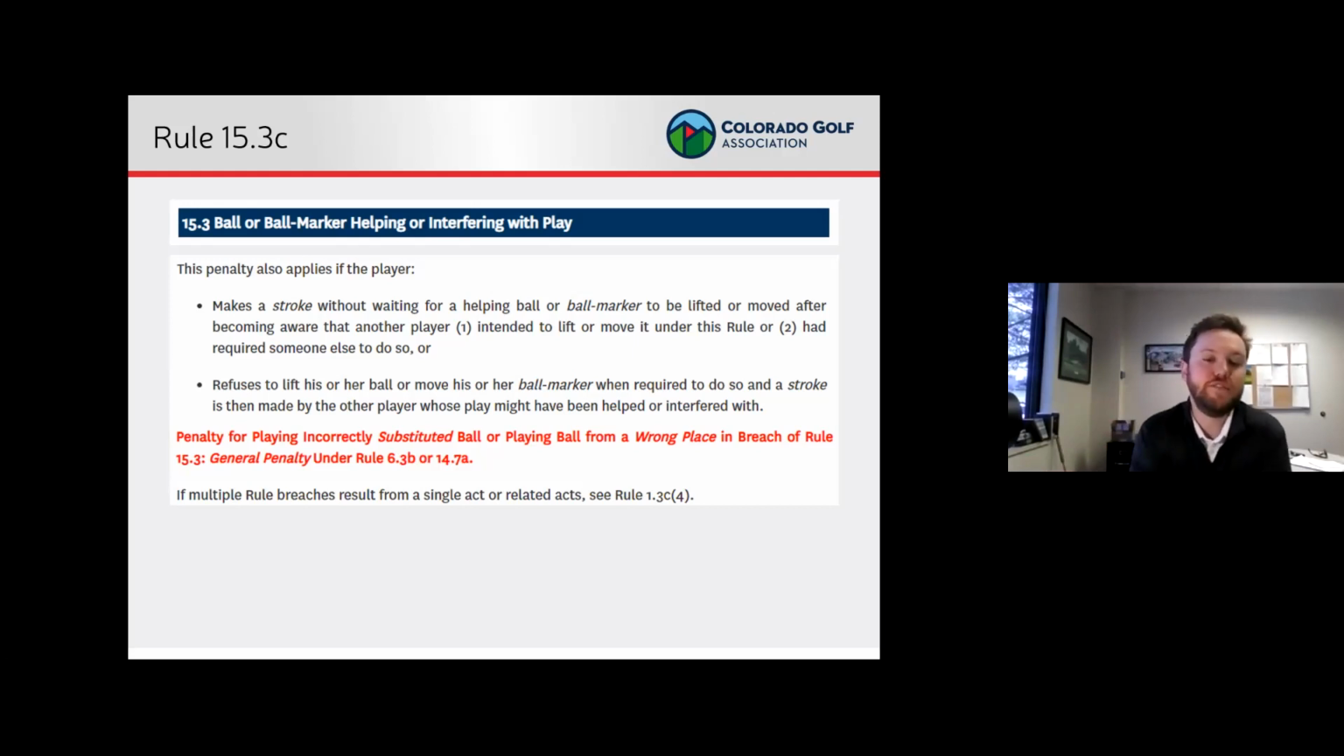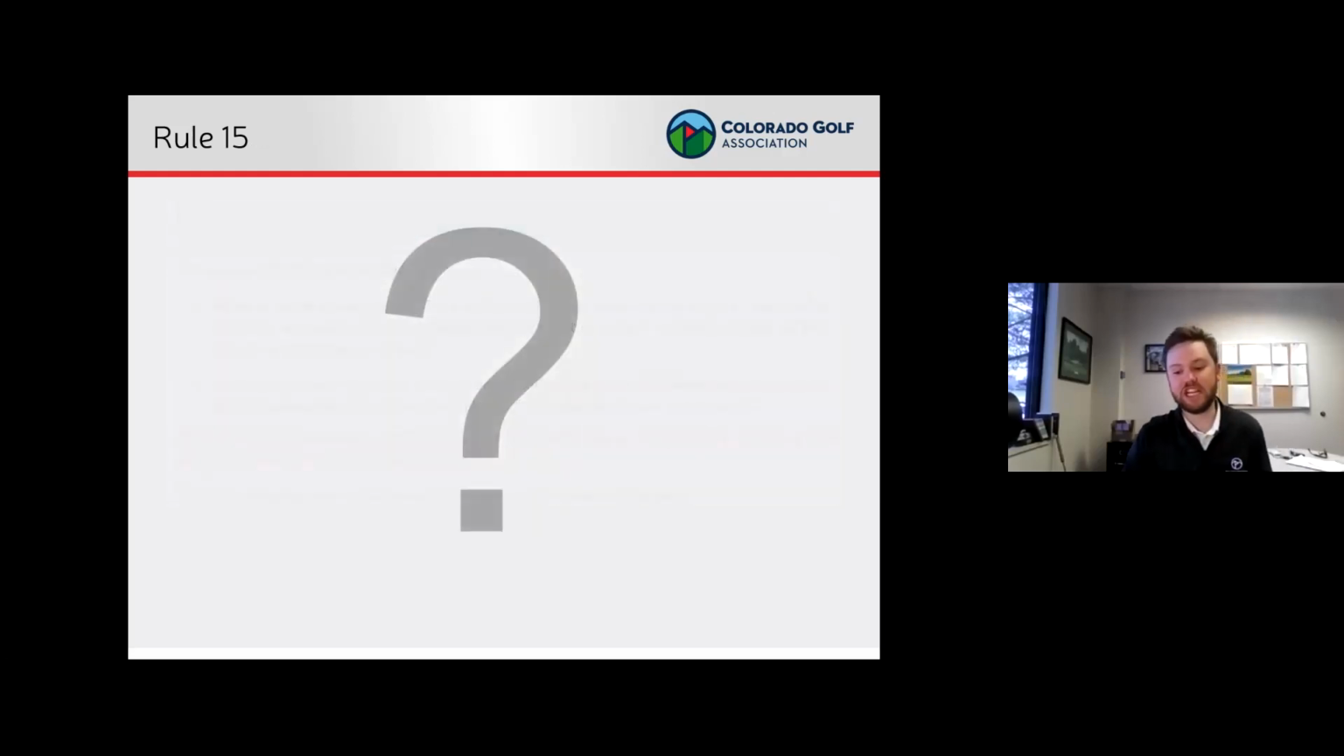If the lie or a condition affecting the stroke is altered, that's when Rule 8.1d is going to come in to help. So again, I meant to say that earlier. We talked about it. So just to clarify, that's all for this rule in 15.3, and also all for Rule 15 in general.